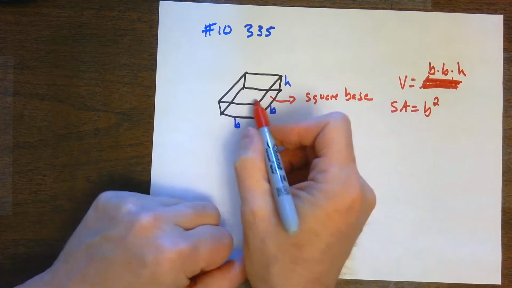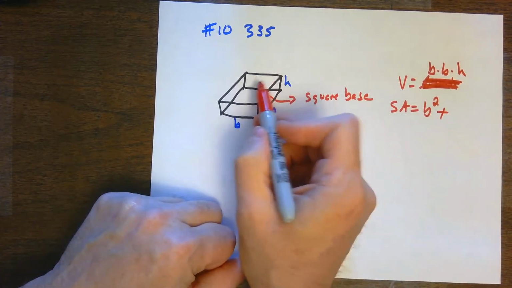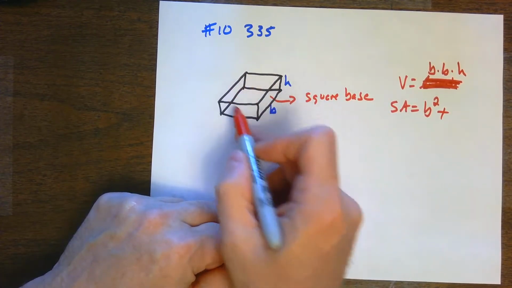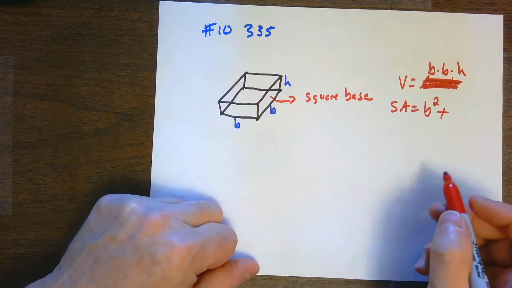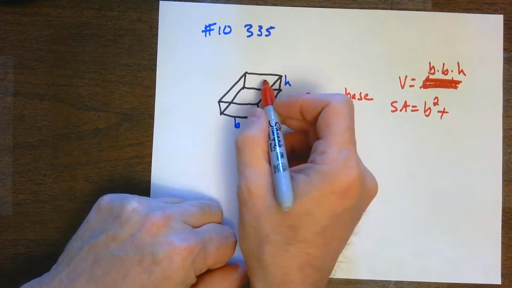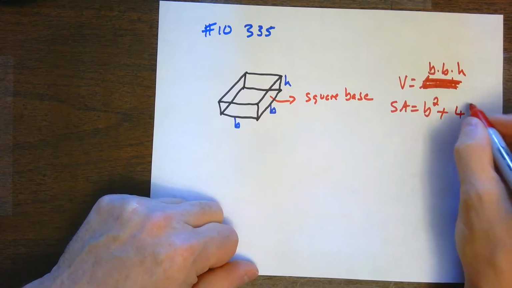So the surface area will be the area of the base plus, now do you see that these four lateral sides are all going to be the same area? b times h, b times h, b times h, b times h, and there's four of them.